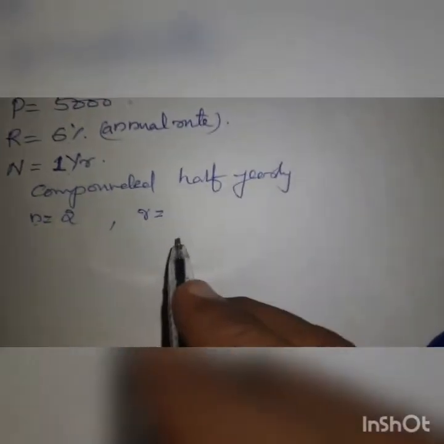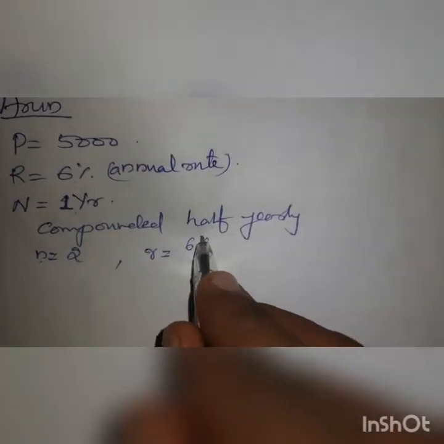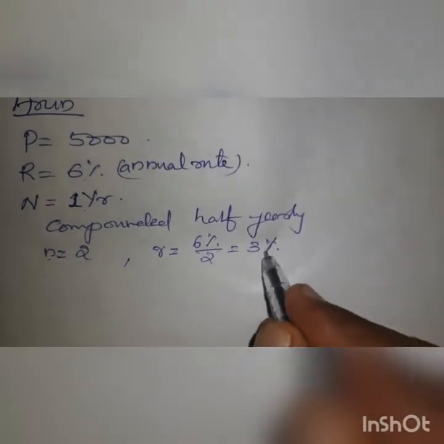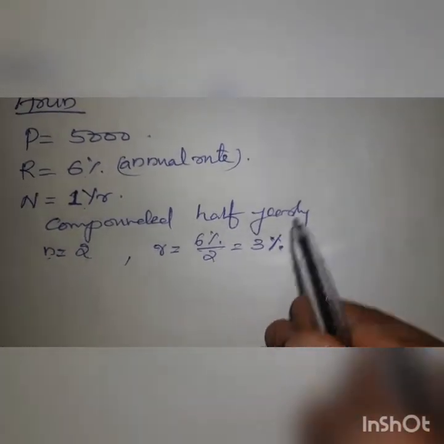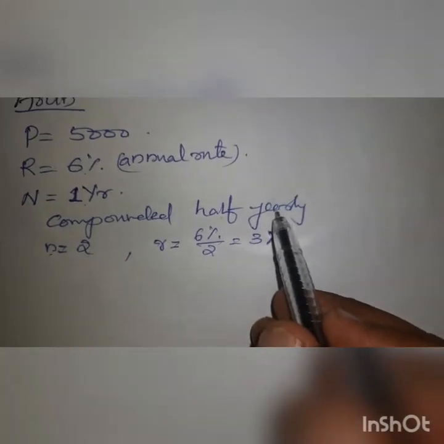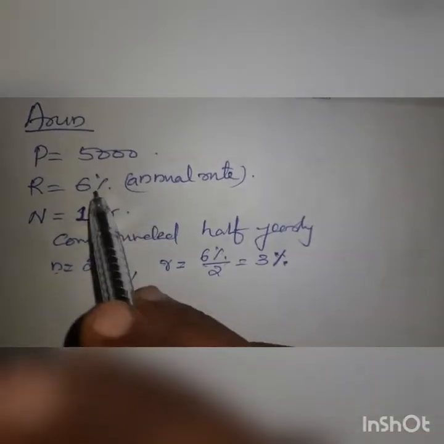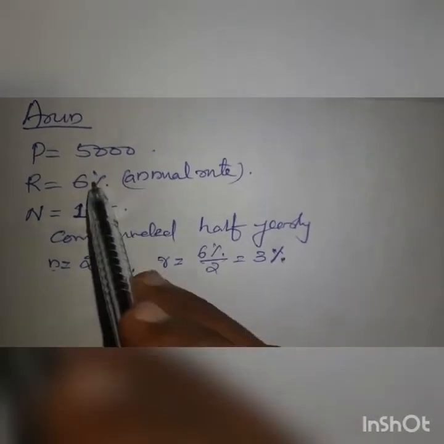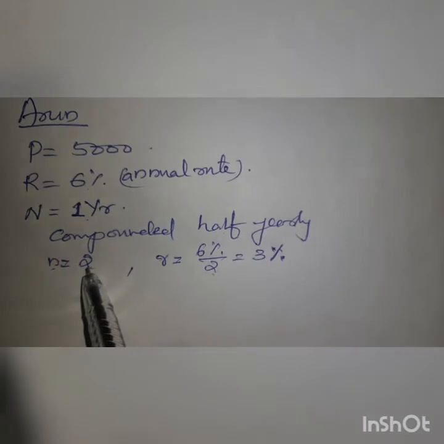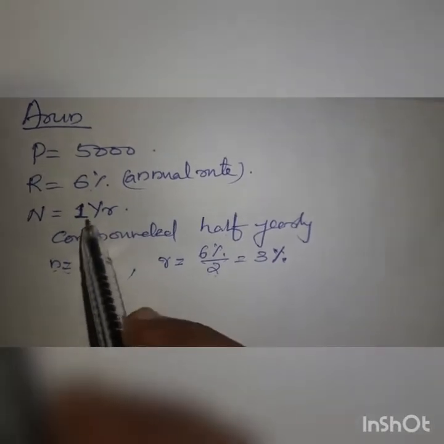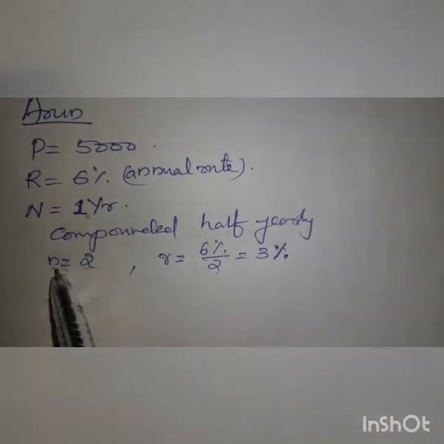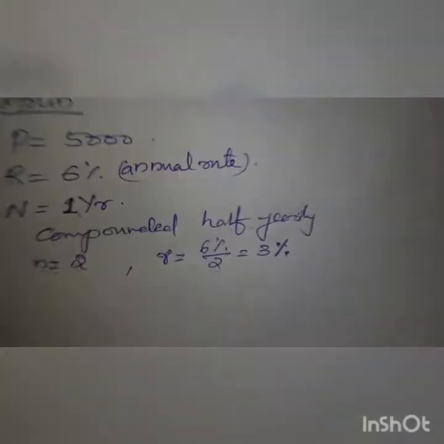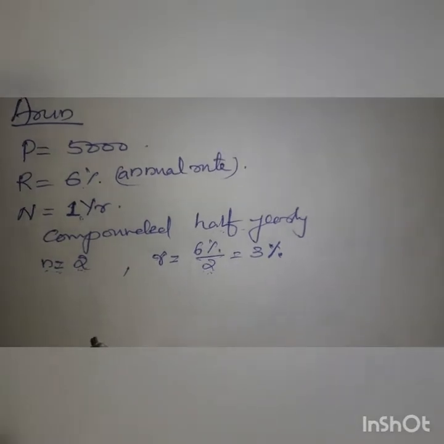So what about our rate of interest? It should change to 6% by 2, so it should be 3%. Half yearly 3%, 2 times together, 3 plus 3, is 6%. The annual rate is 6%, but it is calculated half yearly, that is why 6% by 2. This 2 is the number of times in a year. That's why n is equal to 2. So the rate of interest is 6% by 2, it is 3%. Then you can apply it in your equation.